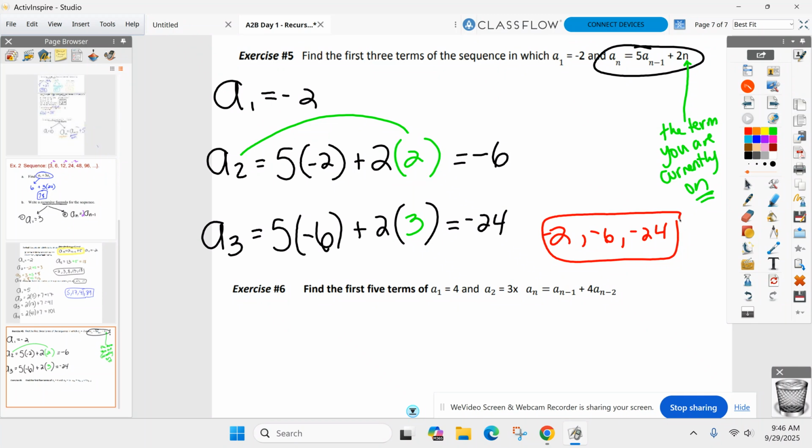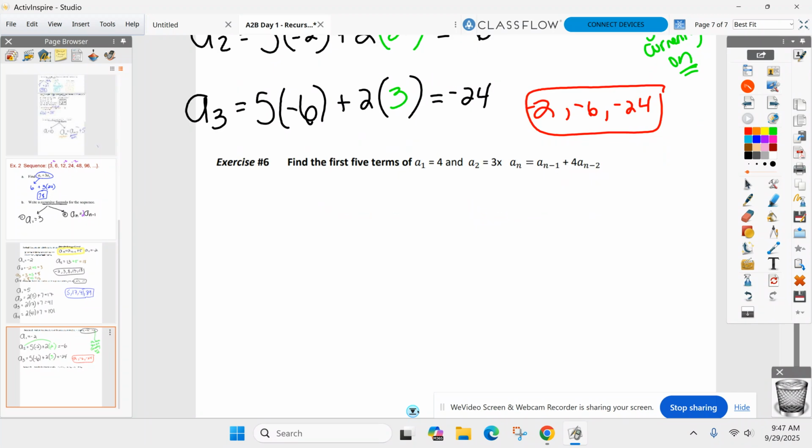And one more before I let you loose. You got this one. I'm not going to say much, but you got this one. I believe in you here. You got this one. Find the first 5 terms.